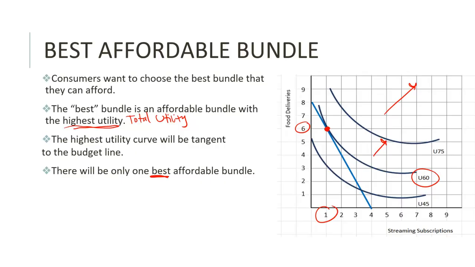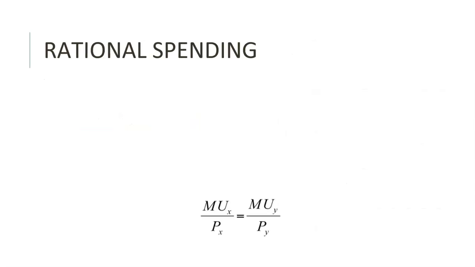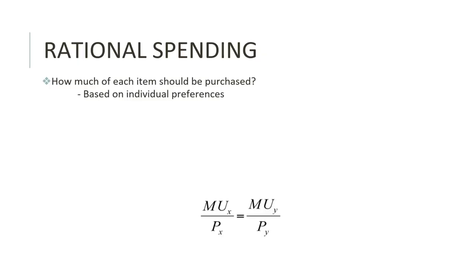All right, now we're going to look at how to calculate this using a table, and we are going to use a rational spending rule. This is going to help us determine how much of each item should be purchased. It is based on individual preferences, so the best combination for me is not going to be the same as the best combination for you. It is based on relative prices. So as prices change, it can actually cause us to buy less of something, more of something else. It just depends on the shape of those utility curves. And it is limited by the budget or the income.